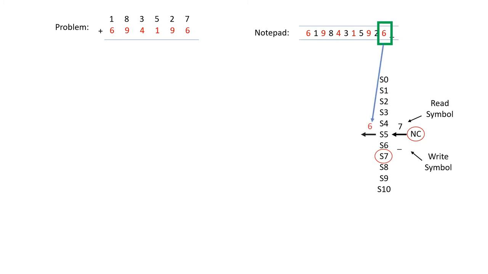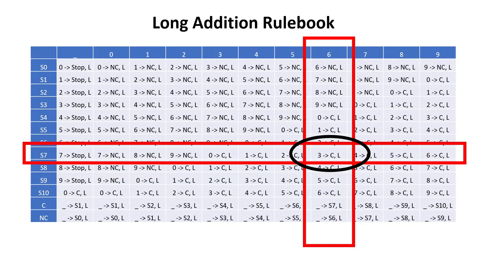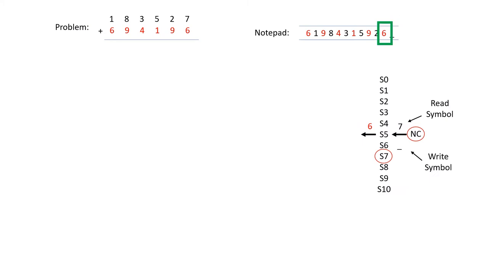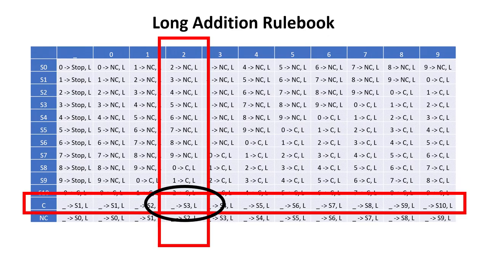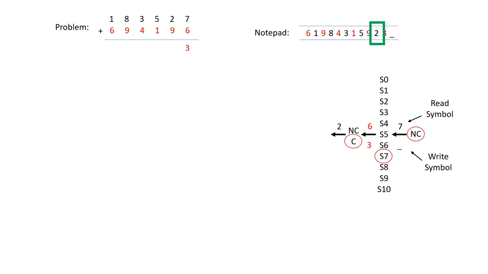Next, we're in state 7, we see a 6 on the notepad, look it up in the rulebook. We replace that 6 with a 3 and move to the carry state and move left again. In the carry state, we see a 2. Look that up in the rulebook. We replace the 2 on the notepad with an underscore and move to S3 because 2 plus carry equals 3. And as always, move left.